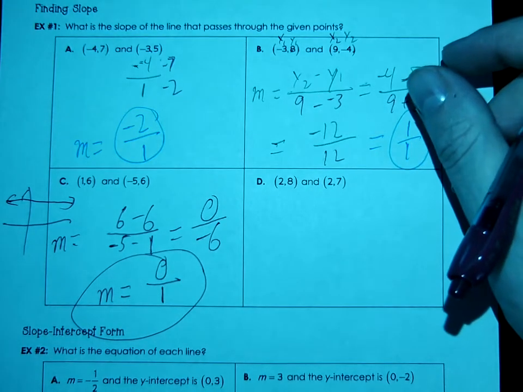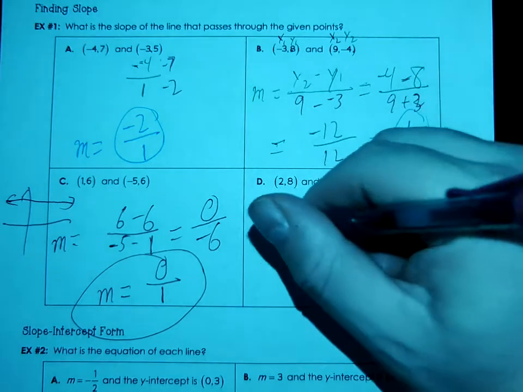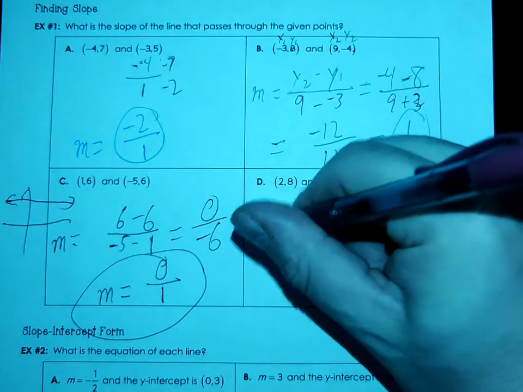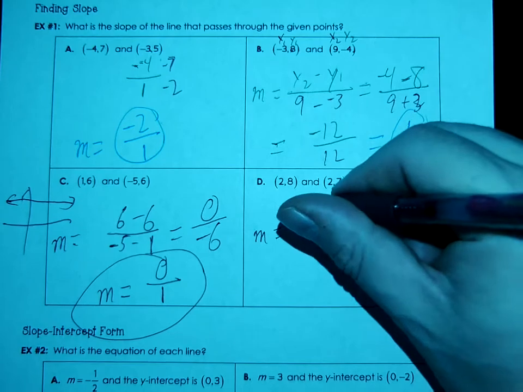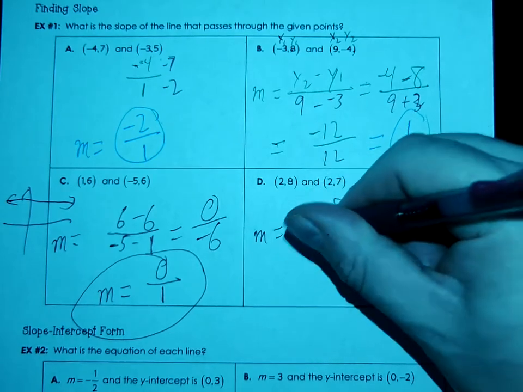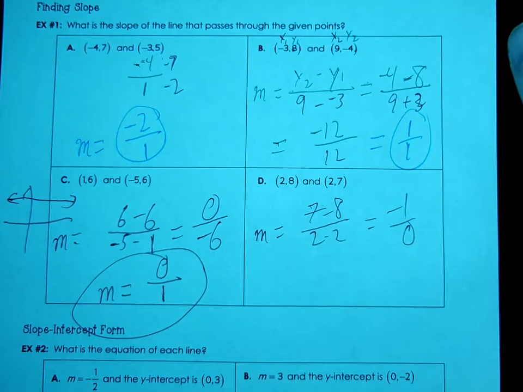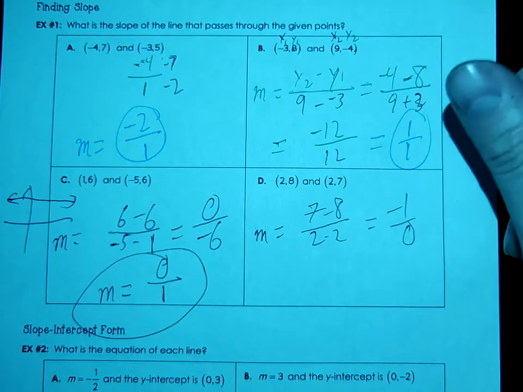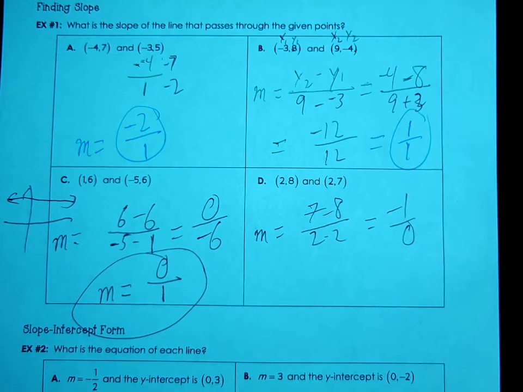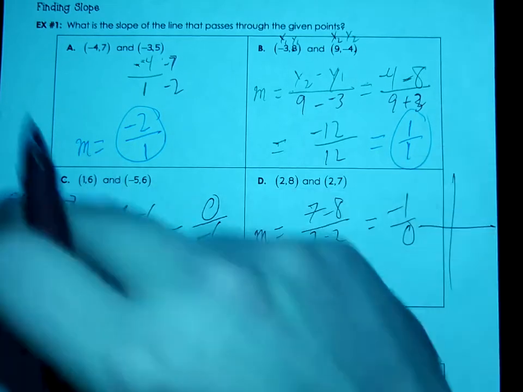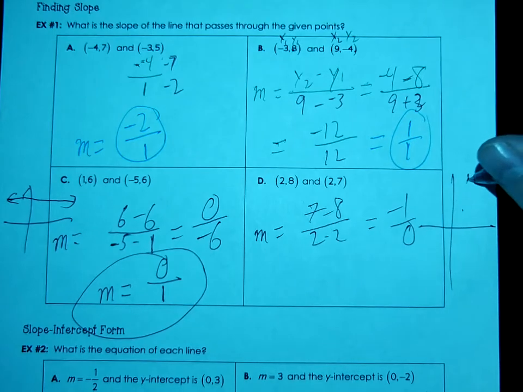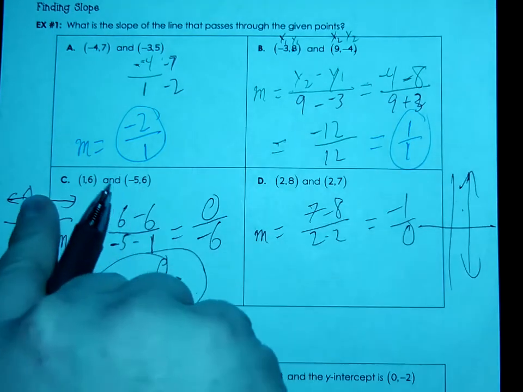Or 6, whatever number. Next one is kind of opposite of that. So here the denominator is 0. So I get 7 minus 8 over 2 minus 2. This one is special because this one is undefined. Division by 0 is not allowed. This one, in other words, is a vertical line at x equals 2. So this one is the opposite of this one, kind of, where this one goes this way. It's perpendicular, in other words, to this one.